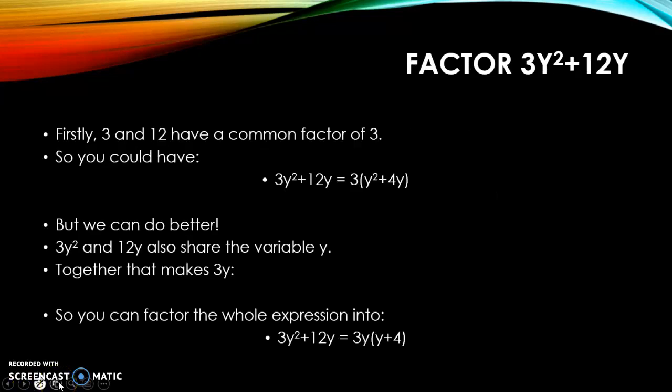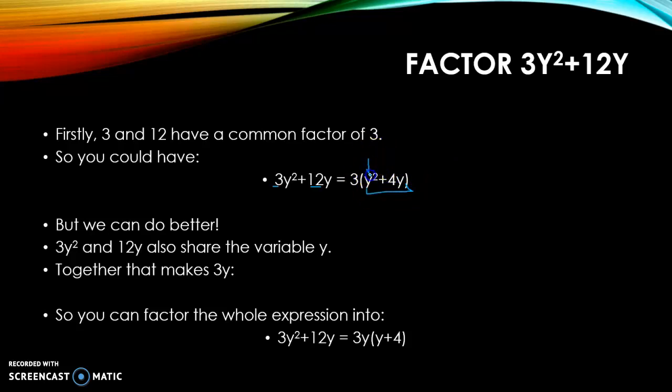So let's take a look at 3y squared plus 12y. We know that 3 and 12 have a common factor of 3. That's their greatest common factor. They also have a common factor of 1, but 3 is greater than 1. So we could pull out just the 3, but that would leave us y squared plus 4y in parentheses.